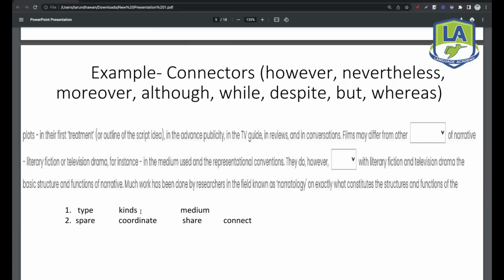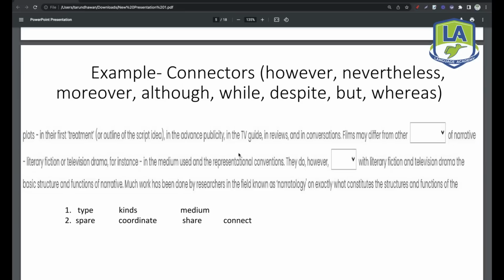Singular plural plays a very important role. We haven't talked about this yet. So type and kinds are kind of synonyms. How do we select one? Here, one is singular, one is plural. So it's not about thinking, should type be the answer or should kind be the answer? It's about thinking whether I need a word with S or I need a word without S.